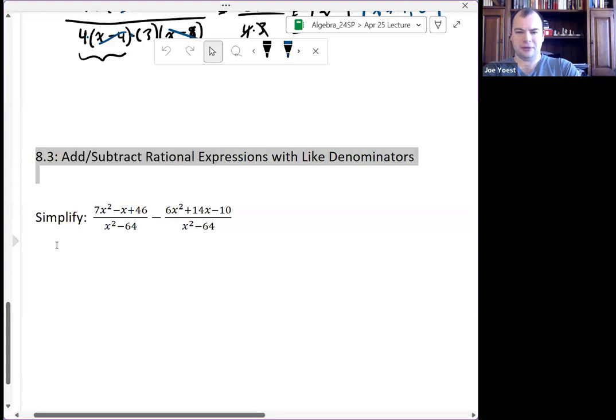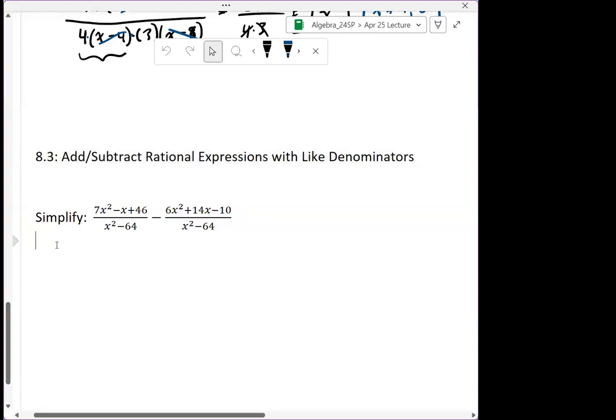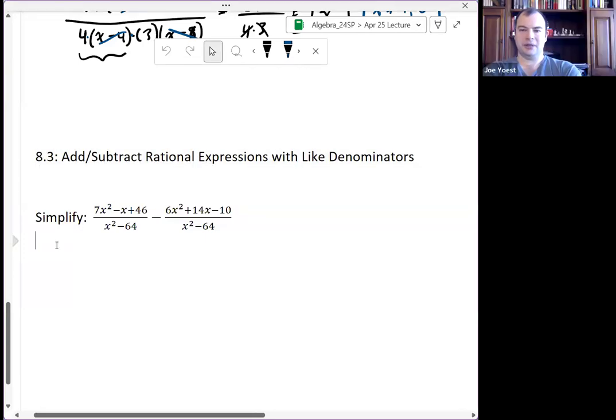Okay, so 8.3. Moving into adding and subtracting rational expressions with like denominators. So we're looking at examples like this one, where both rational expressions have the same denominator.